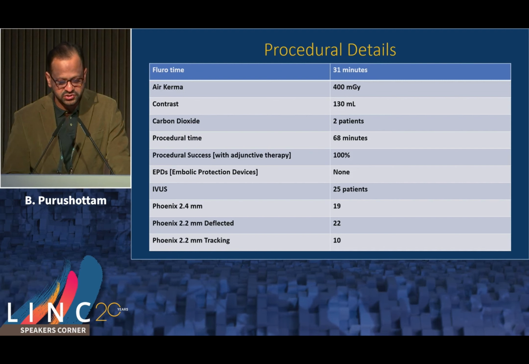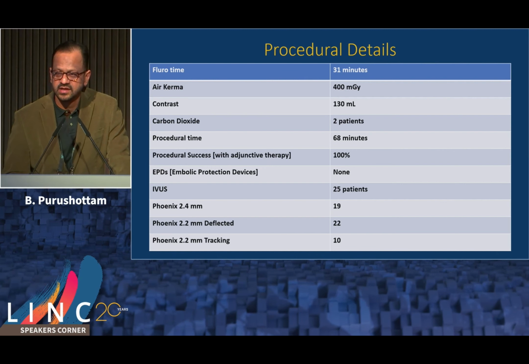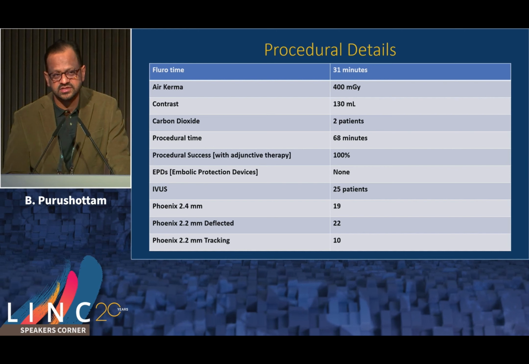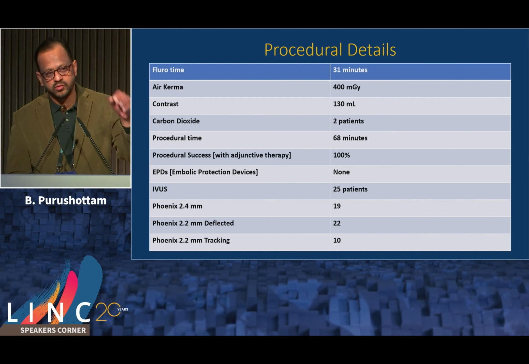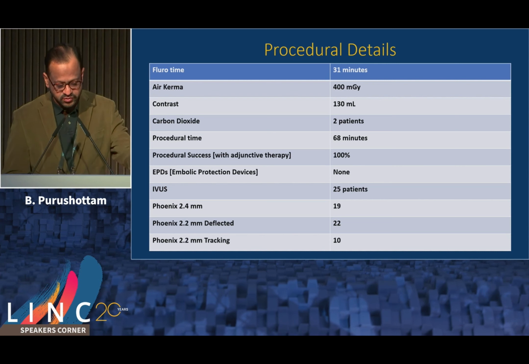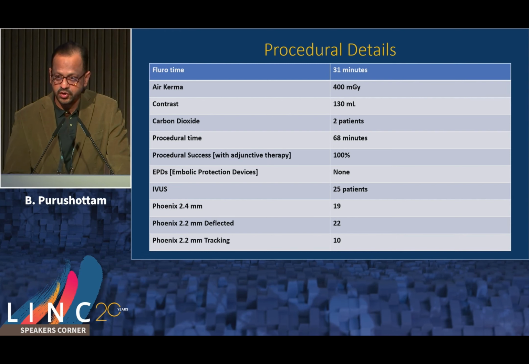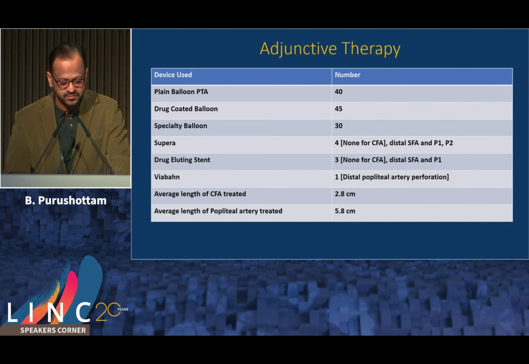These were the procedural details. Most of the procedures we were able to complete in one go. The procedural success with the atherectomy therapy was close to 100%. As far as technical success goes, as soon as you pass the atherectomy once or twice, we were able to restore inline flow, and then they were treated further on. In half the patients we used this. Those are the devices used, predominantly the 2.4 and the 2.2.